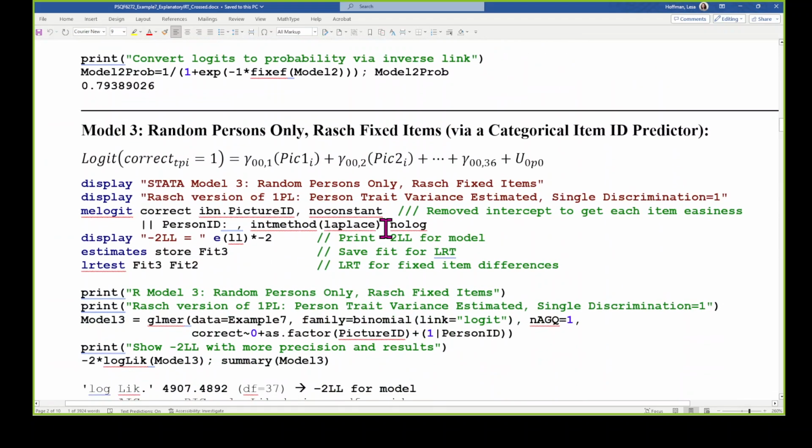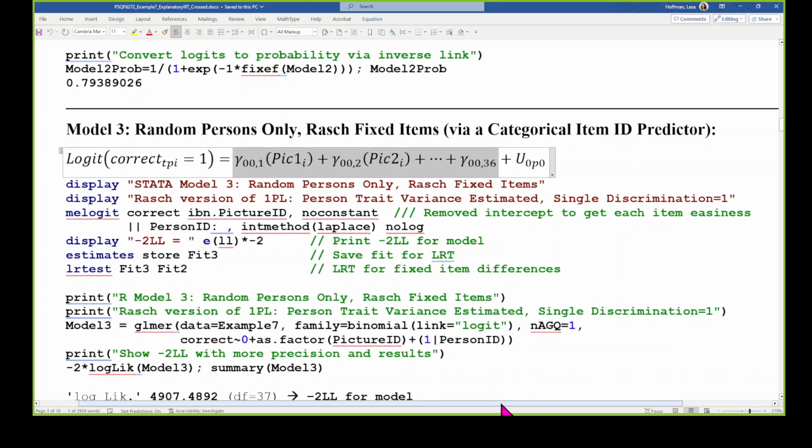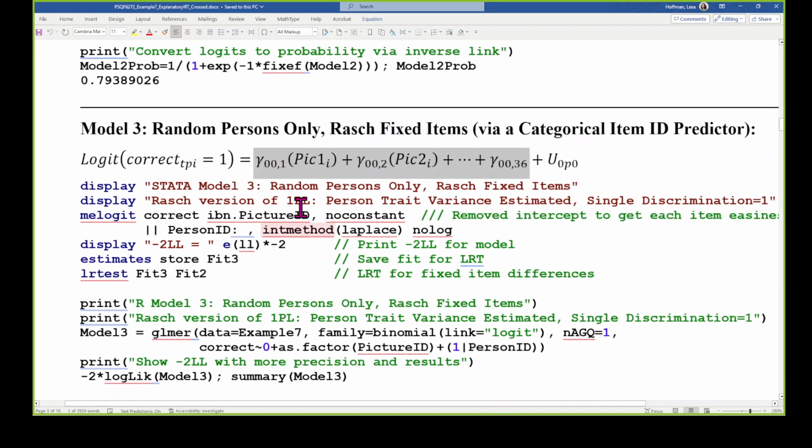The next one has a special name. I'm still keeping random people only, but now I am controlling for which item is which as a series of fixed effects by putting in picture ID as a categorical predictor. So note the notation. I showed you an example of this last time as well. I have commas in here because I'm going to have 36 of these, one for each item. There is no general intercept in this model. I kicked it out.